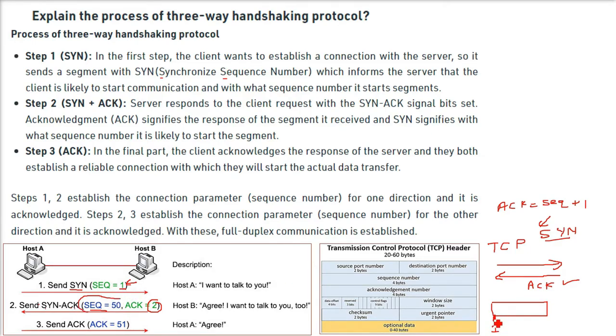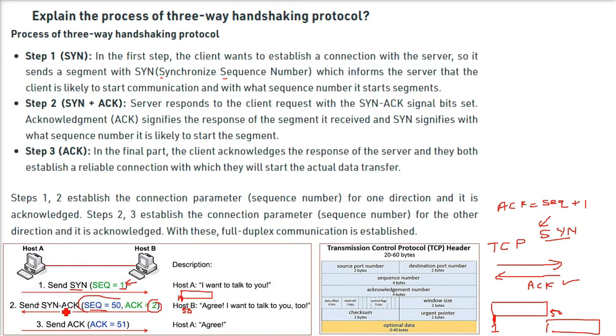So first, 1 is the sequence number of host A, and for host B, the first data byte address will be 50. So now both have exchanged some communication, and they have also declared the first byte of data. They are starting to do some communication.